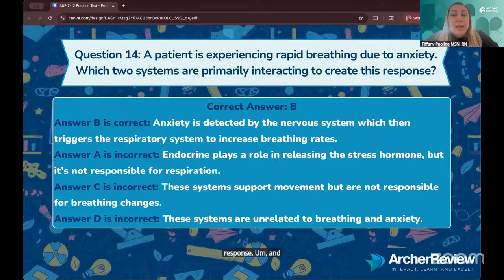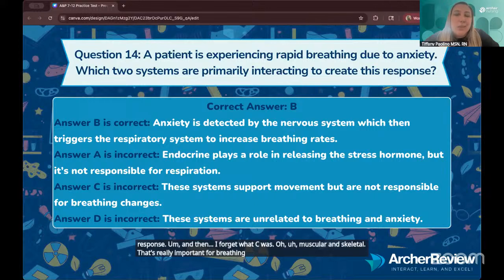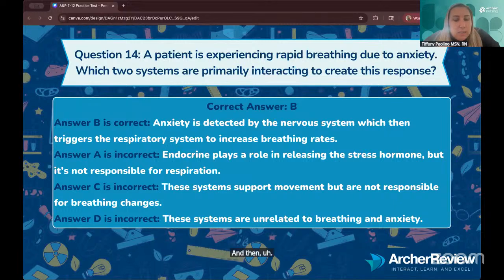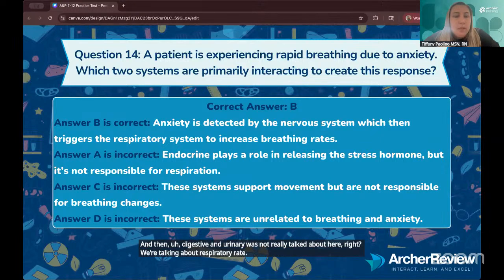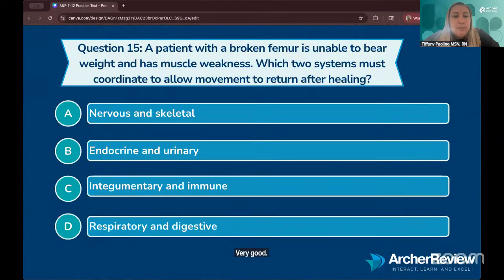And then I forget what C was. Oh, muscular and skeletal. That's really important for breathing, but it's not really responsible for this during the stress that's happening. And then digestive and urinary was not really talked about here, right? We're talking about respiratory rate. Very good. Okay, number 15.